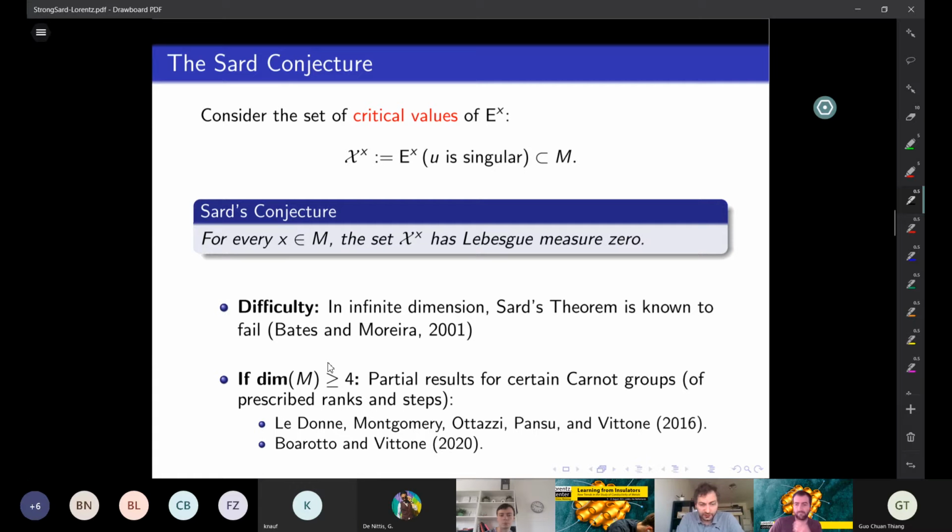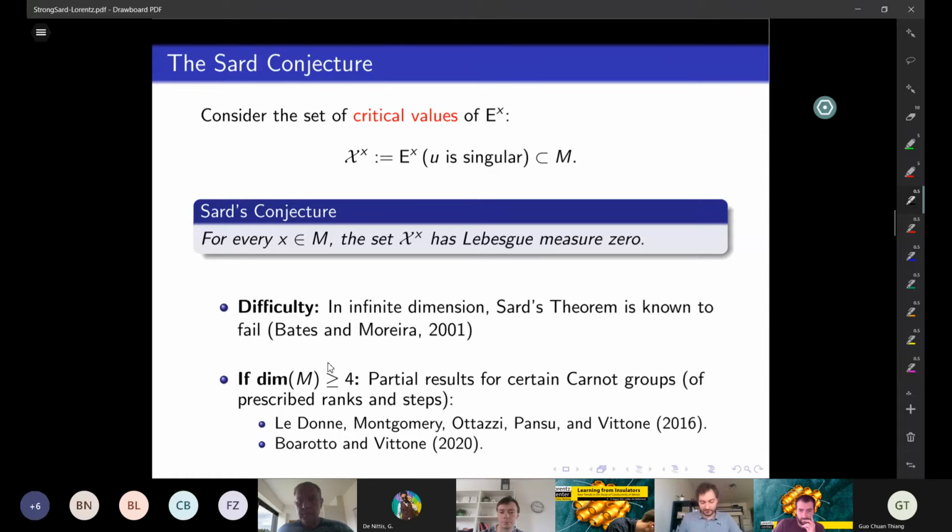And the comment that I want to make is that for dimension m bigger or equal to 4, there are partial results for certain Carnot groups. So for some class of examples which are very important for sub-Riemannian geometry, but of prescribed ranks and steps.